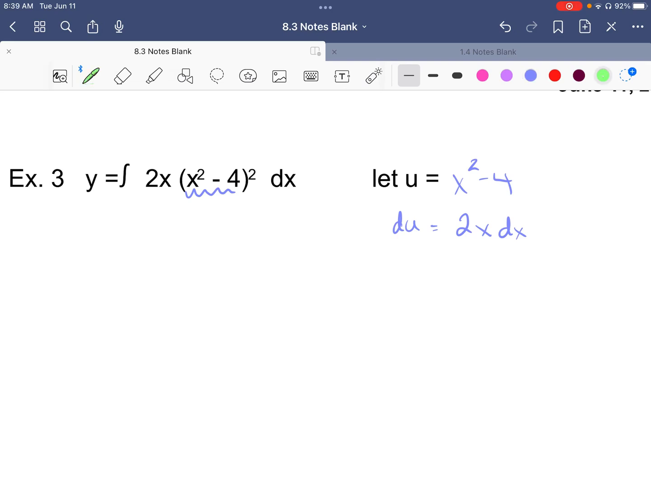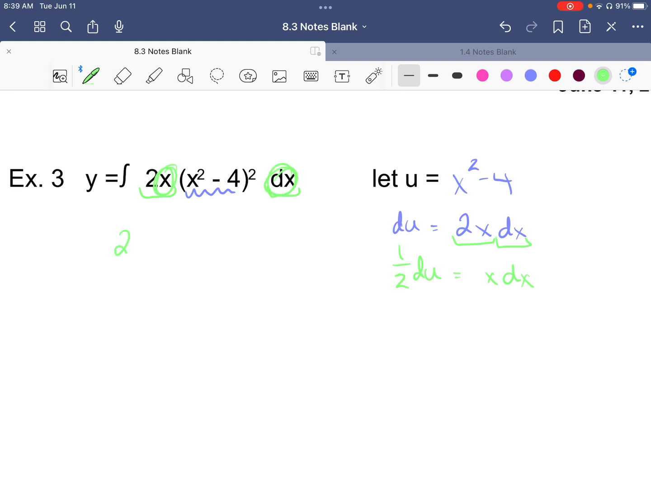If we look at our original function, we can see we've got a 2x and we've got a dx. So those pieces can actually be substituted. We might actually, though, leave the 2 just because it's really only the x's and the dx's that are going to give us trouble. So 1/2 du equals x dx. That is what we're going to substitute.